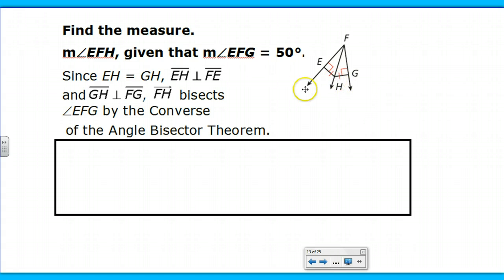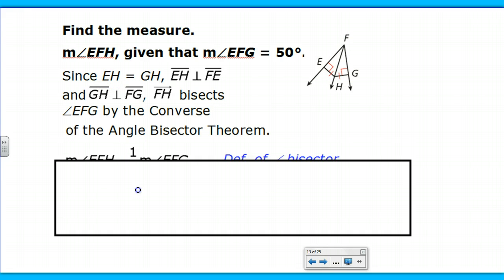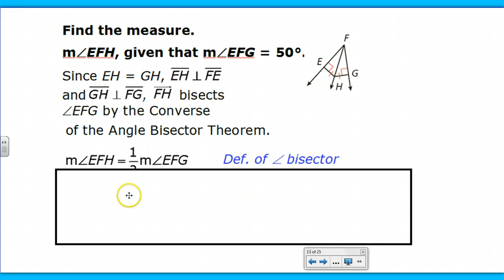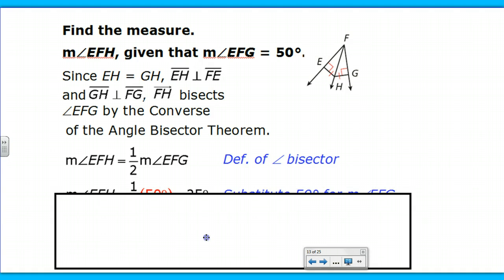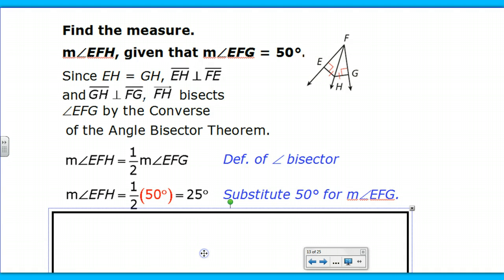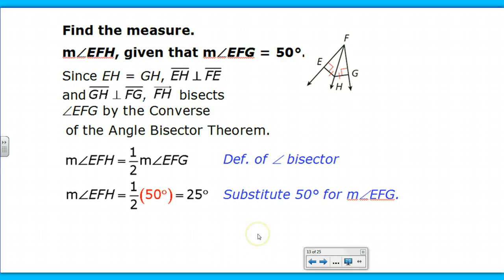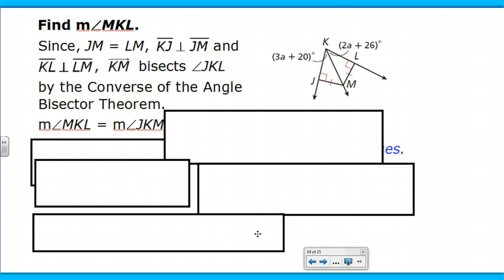Okay? And therefore we can say that this large angle, angle EFG, right, is being split into two congruent angles. If the large angle is 50, I'm sure you know what those angle measures would be. And so we can use substitution, can't we? So the measure of EFH is half of the large measure of angle EFG. And so half of 50 degrees is 25 degrees. And there you go. Okay, can you find the measure of MKL?